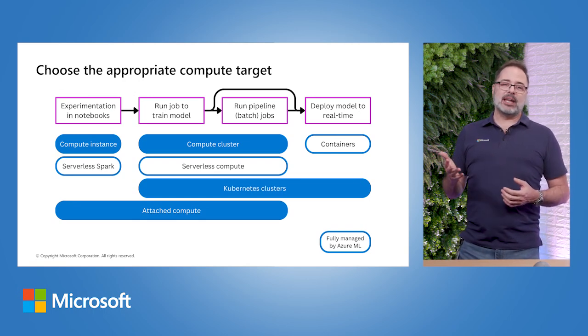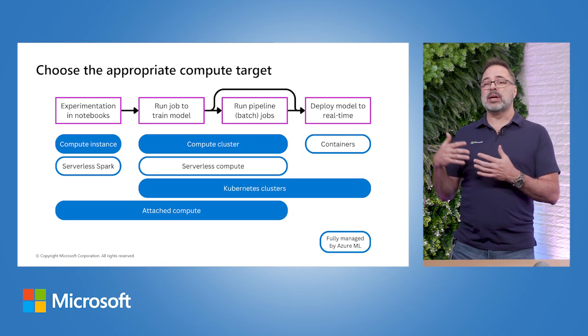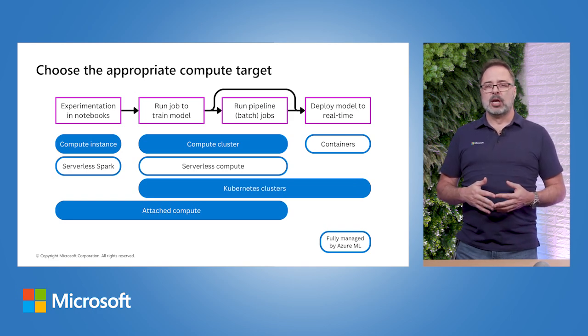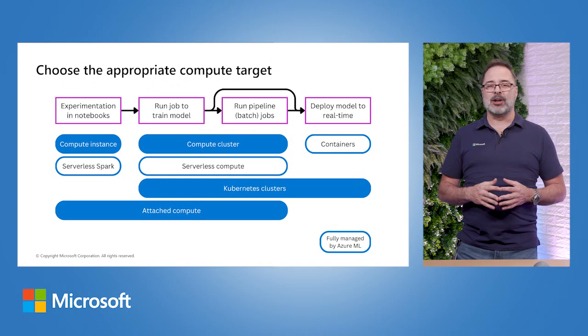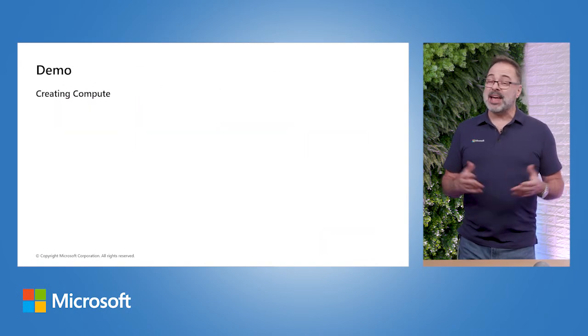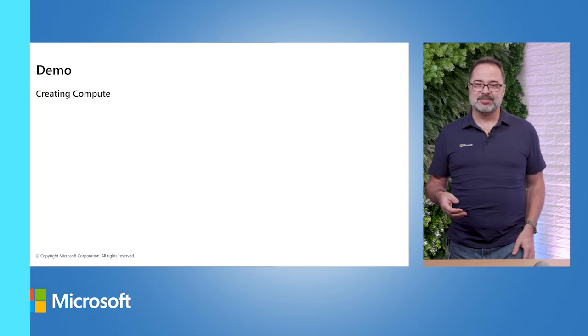Lastly, on the right-hand side of the slide, we have containers, which can be used to package our models when we deploy it to a real-time endpoint, where we can host the container a few different ways. We'll be looking at deployments later on in the course. With that, let's jump into a demo and see how we configure compute.